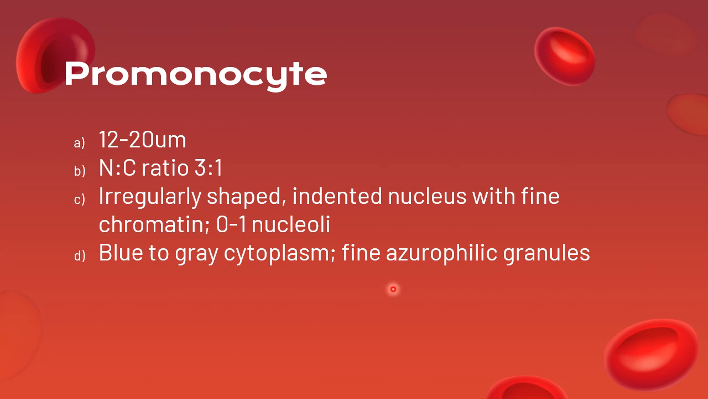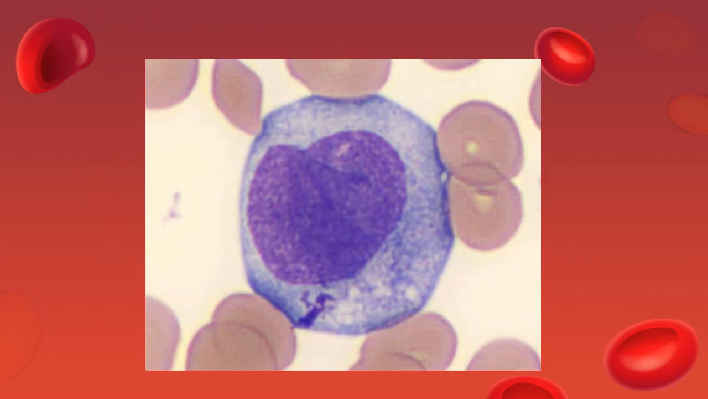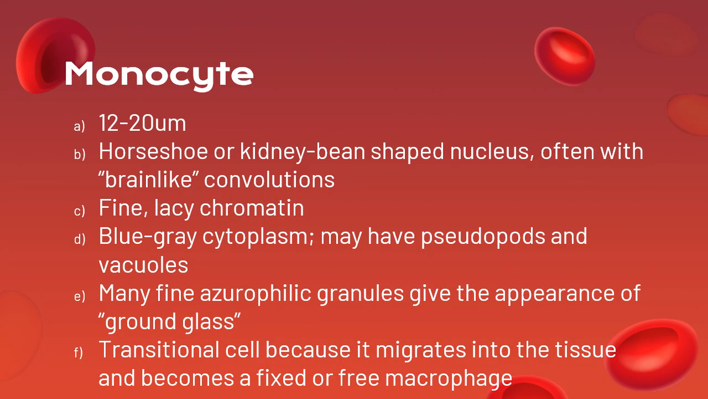Promonocyte: irregularly shaped, indented nucleus with fine chromatin, blue to gray cytoplasm with fine azurophilic granules. Okay? So, meron na siyang granules. Okay. So, you have your monocyte.